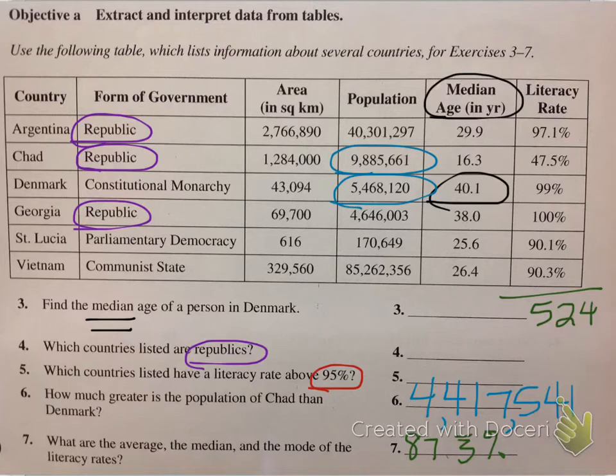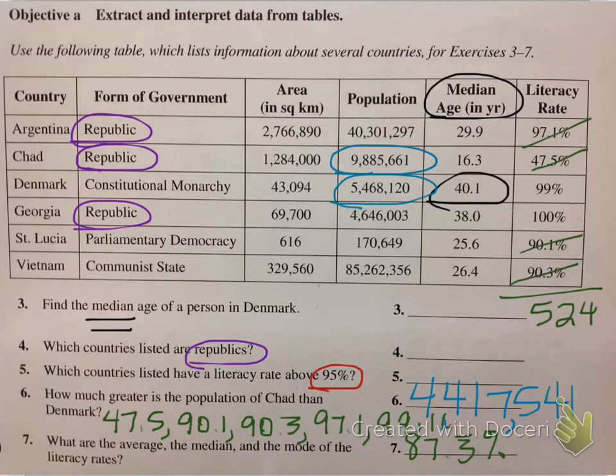The median would be the number in the middle. So let's see here. It doesn't look like they're in order, so I'm going to need to get them in order first. So I'm going to list them in order. So the smallest one is 47.5. And then I have 90.1, 90.3, 97.1, 99, and 100.